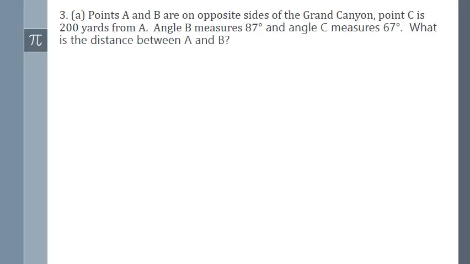3A tells you we have 2 points on opposite sides of the Grand Canyon. Point C is 200 yards from A. It gives us the measures of angles B and C, and wants to know the distance between A and B. So again, we should start by sketching a picture. Obviously not to scale. Something maybe like that.